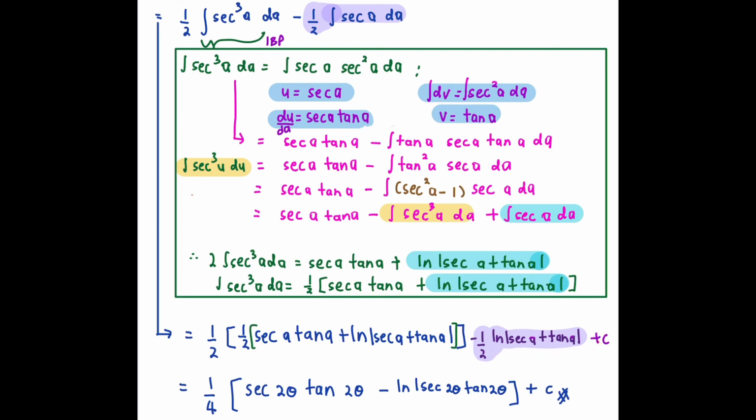So let's solve everything. Expand first, and then solve. This is a common term, so be careful, solve it carefully. And finally, let's change back all our a here to become 2 theta. So this is our final answer here, 1/4 of secant 2 theta tangent 2 theta minus ln secant 2 theta plus tangent 2 theta in modulus. And don't forget to write plus c. Therefore, this is your final answer.